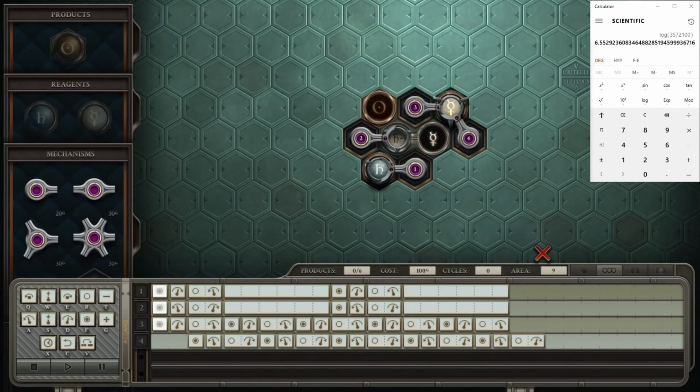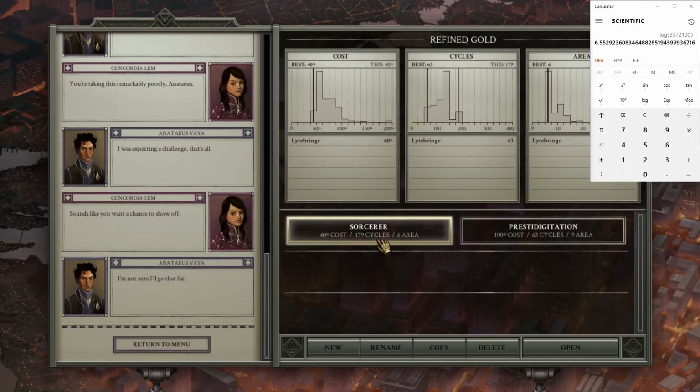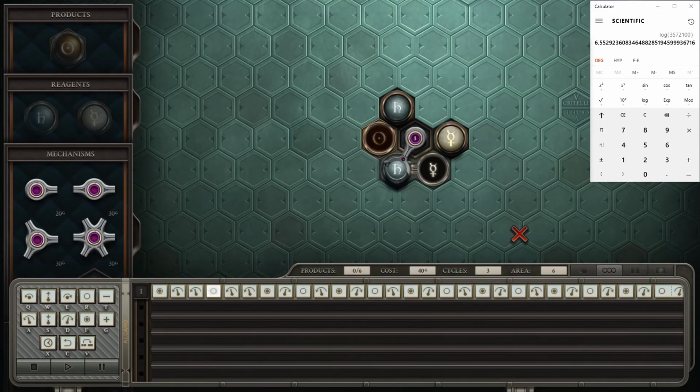So we open prestidigitation and look at it go. Turns lead into gold about as fast as you're going to manage it. Whereas the sorcerer, much like the hexagon, it's pretty darn slow. Just has the one arm, though. Takes up a nice small amount of space. But in the end, the other one is worth the investment. And that's what we're trying to say here, is which things are really worth the investment.